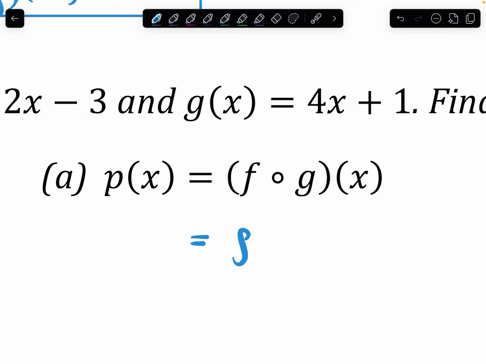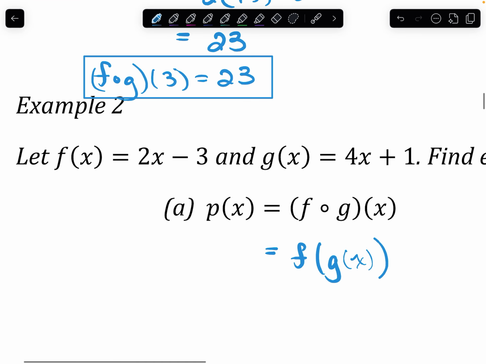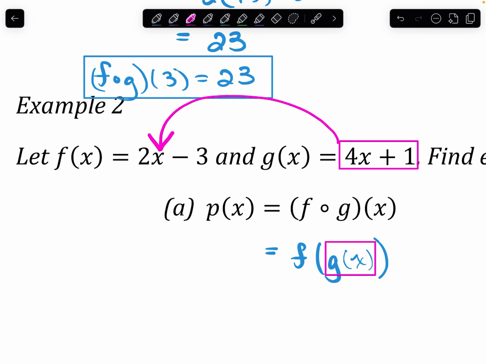Change immediately to the substitution notation, keeping the functions in the same order. So f is the outside function, g is the inside function. It's the same idea as what we just did. It's just we can't do it off to the side to simplify because there's no value to calculate. So the inside is g of x. What this means, f of g, is that we are being asked to take the entire function g, which is this 4x plus 1, and substitute it in for the variable in the function f.